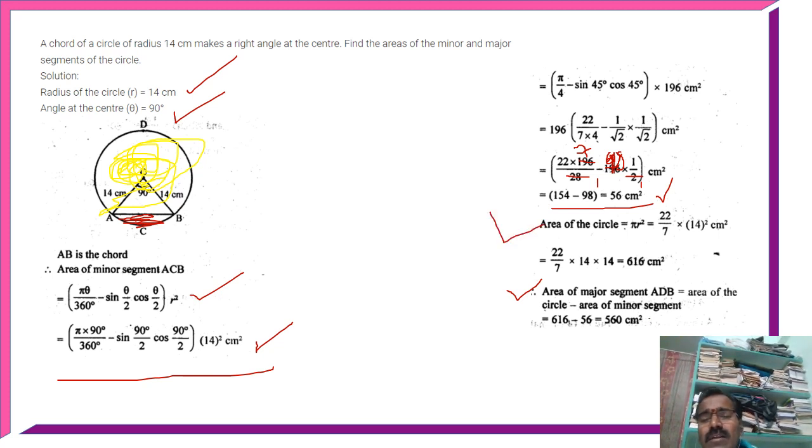See, major means big only, na. That is why it is 560. It is 56. We can understand major is big. So similarly we do the next one, students.